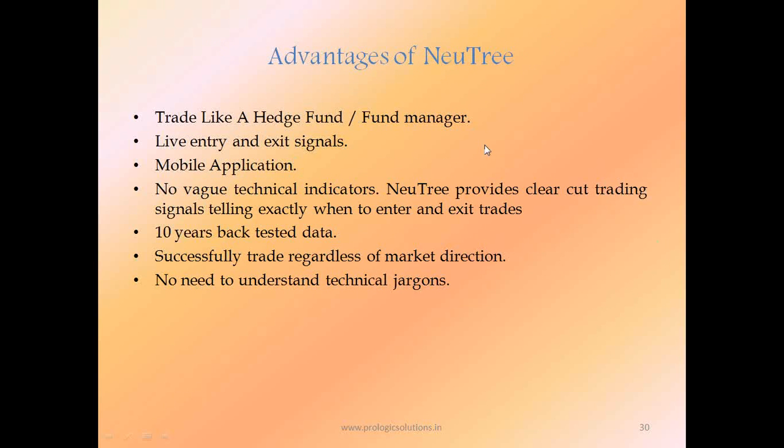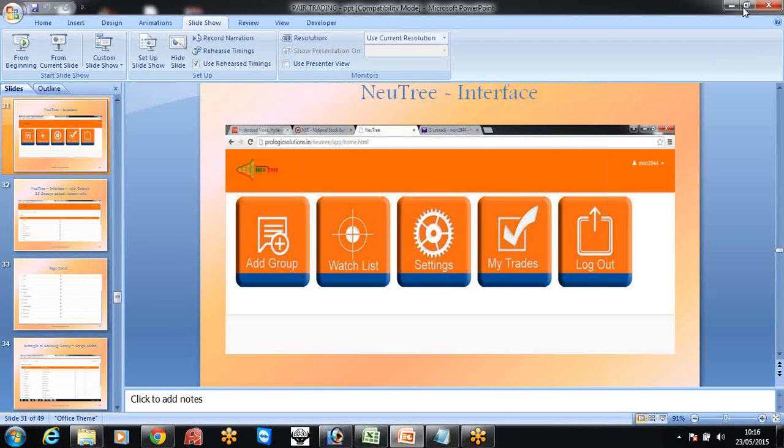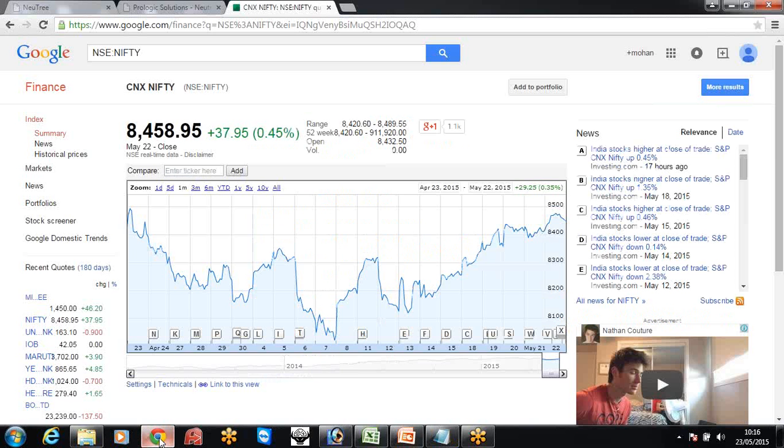So the advantage is you can trade like a fund manager. You will have live entry and exit signals. It's a mobile application also. You don't need any technical indicators or things like that. And 10 years of backtested data is there for all the pairs. So you will get that backtested history. And the other thing is you don't have to have any technical knowledge to trade in this particular strategy. So that is a brief description of how that whole strategy is.